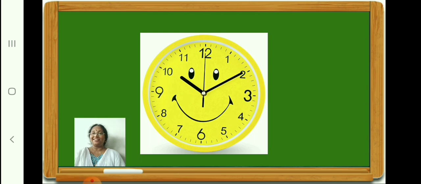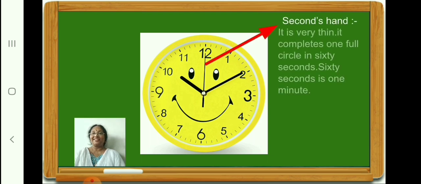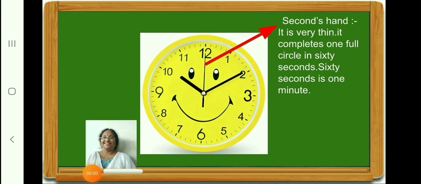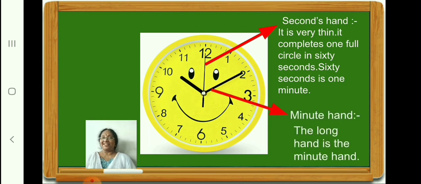Now children, let us learn in detail about the seconds hand. Children, it is very thin. It completes one full circle in 60 seconds. 60 seconds is 1 minute. Now children, let us learn about the minute hand. The minute hand is long. The long hand is the minute hand. The minute hand moves faster than the hour hand. It completes one full circle in 1 hour, and 1 hour is 60 minutes.